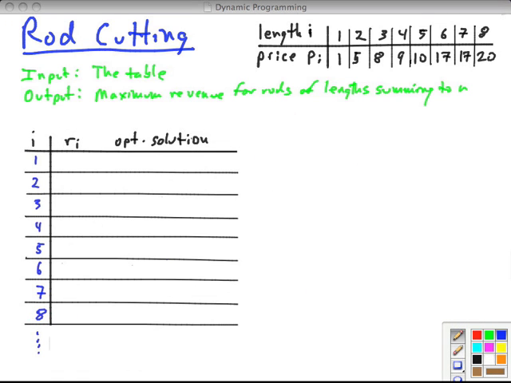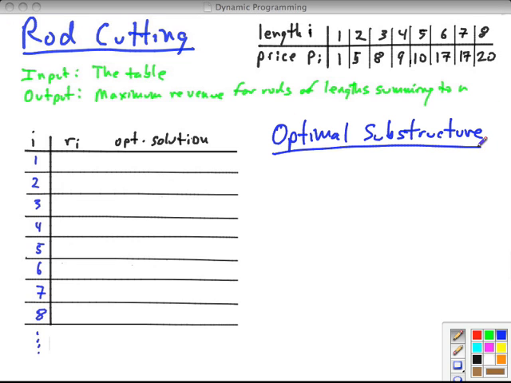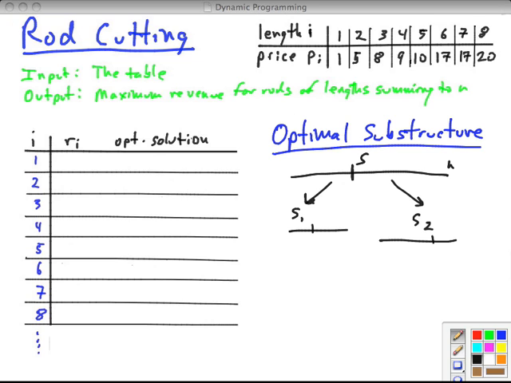Before we go on, we need to note an important property of this problem called optimal substructure. And this is that, suppose you have a rod of some length, and you determine that the optimal solution for this rod involves a cut here. So this is the optimal solution of this rod of length n. It must be the case that the optimal solution to the original problem up here incorporates optimal solutions to the subproblems here, which can be solved independently.